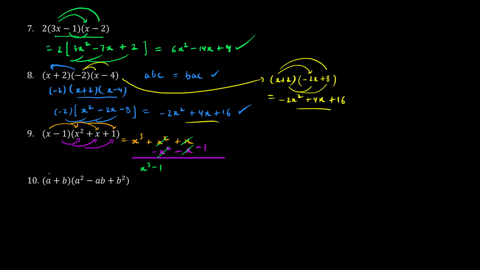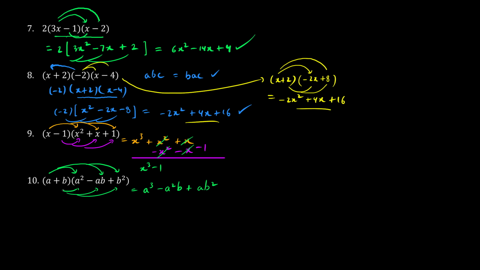So again, let's try this expansion. This is you feeding the dog, cat, and horse. And this is your friend feeding the dog, cat, and horse. Let's give it a try. A times a squared is a cubed. A times negative ab is negative a squared b. A times b squared is positive ab squared.